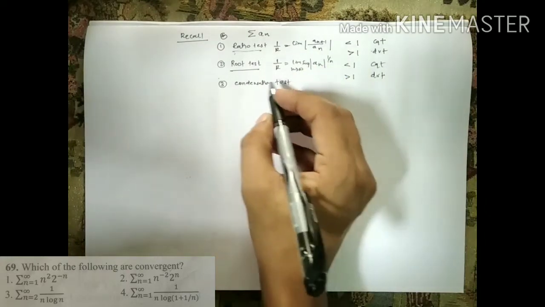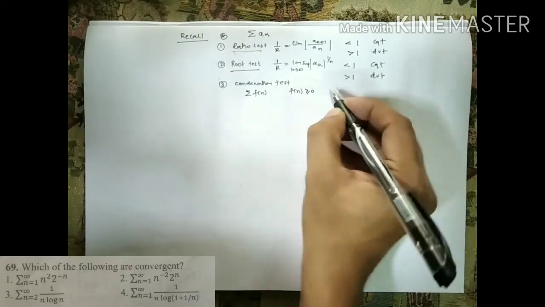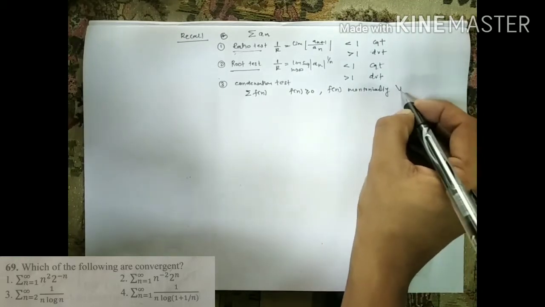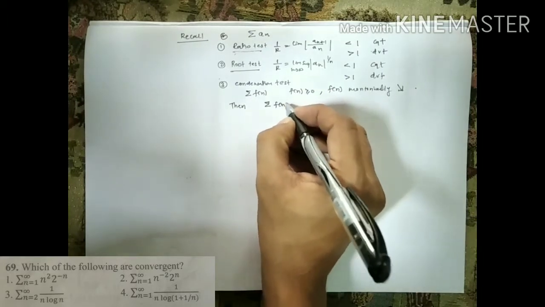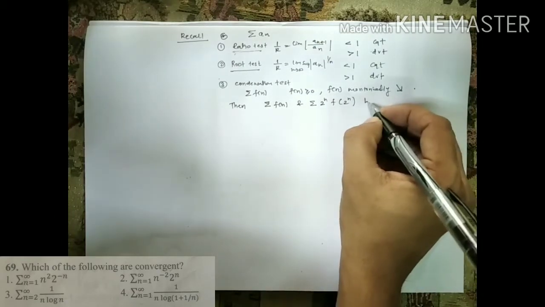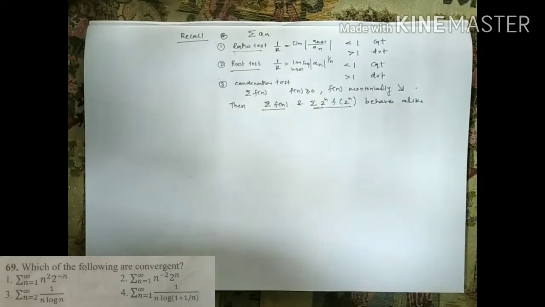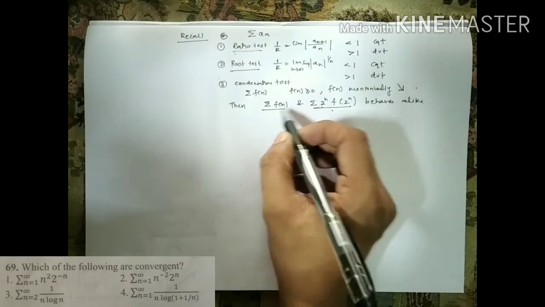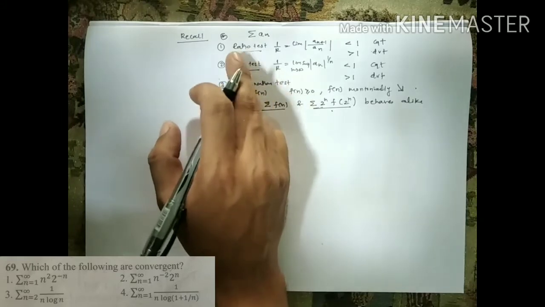What this test says: suppose I have a series f of n, where f_n is a non-negative and monotonically decreasing sequence. Then the series f_n and the series 2 raised to n f of 2 raised to n behave alike. That means the behavior of this and this series are the same. If this series converges, then this series will also converge. If this series diverges, then this series also diverges. So by using only these three tests, we are going to solve this question.